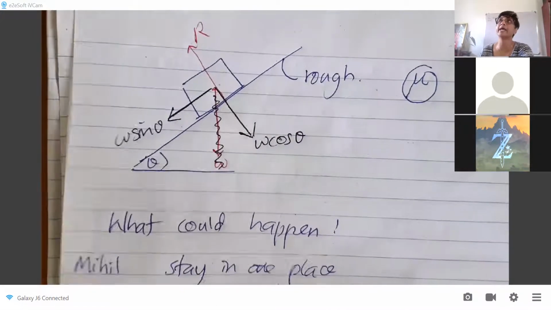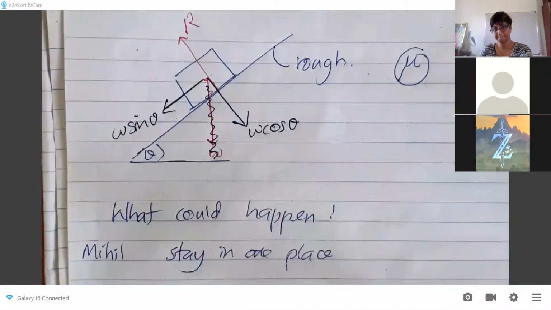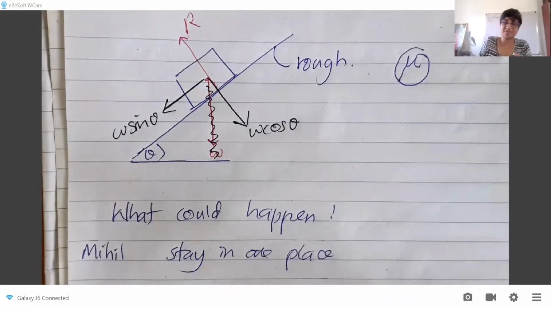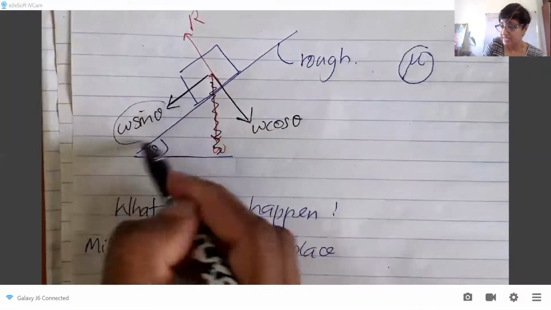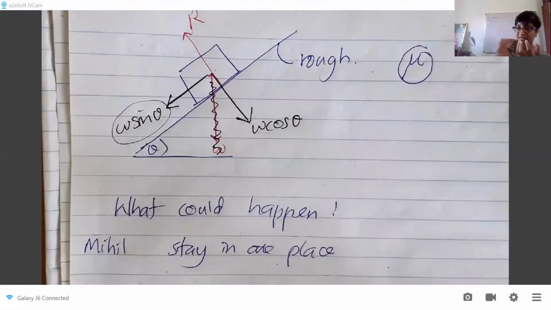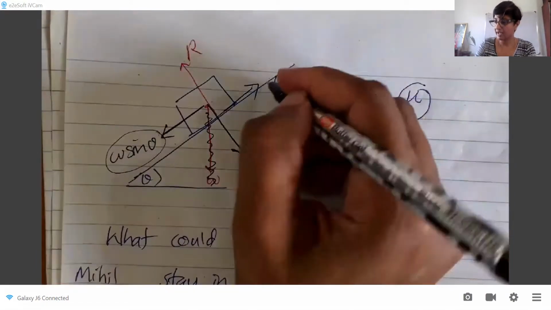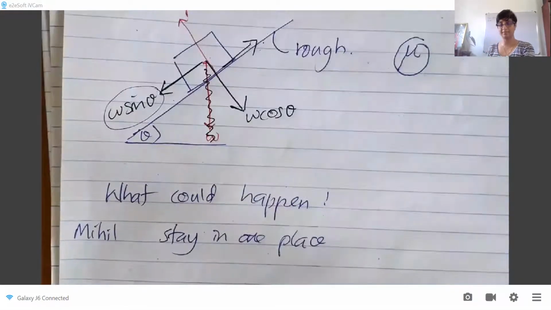Because this object is trying to move now, friction acts in what direction? Upwards. How do you know it's upwards? Because it's trying to slide down. The component of the weight is trying to pull it down. Then immediately friction will start to act upwards. And if it exactly balances W sine theta, it will not move, like you said, right?